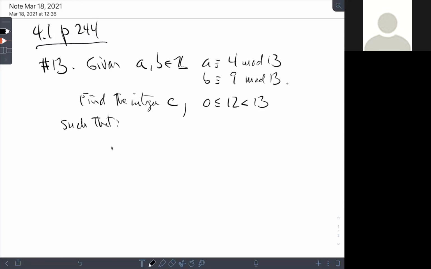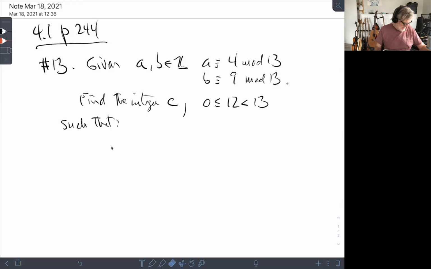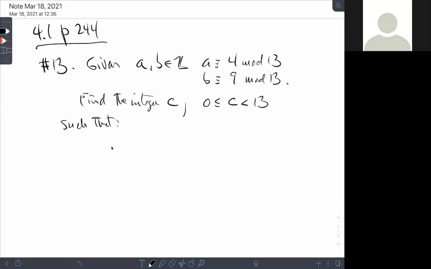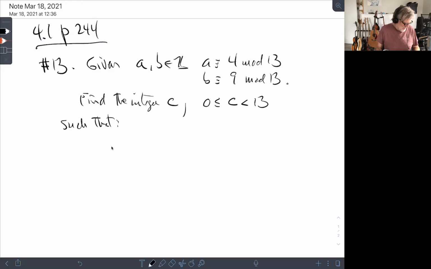Sorry, would that be 0 is smaller than C, smaller than 13? Yeah, it would. Yes, thanks. Not as interesting with a 12. Why did I write 12? I have no idea. Oh yeah, because I was reading less or equal to 12. That's why. Okay, so let's do A, which is C. We're asked to find C such that C is congruent to 9A mod 13. So I'm going to do that very slowly.